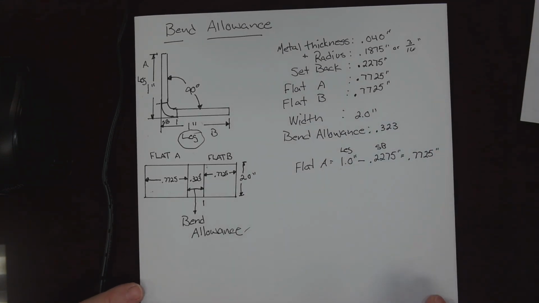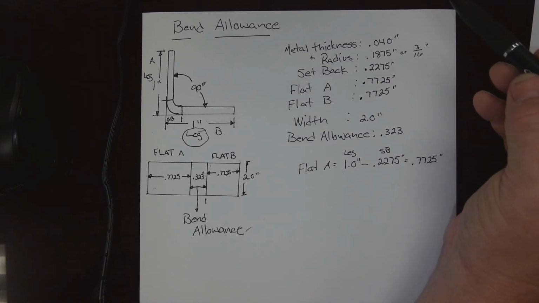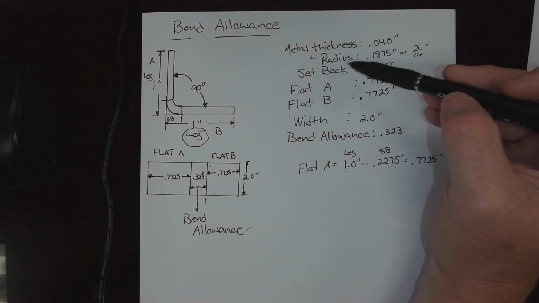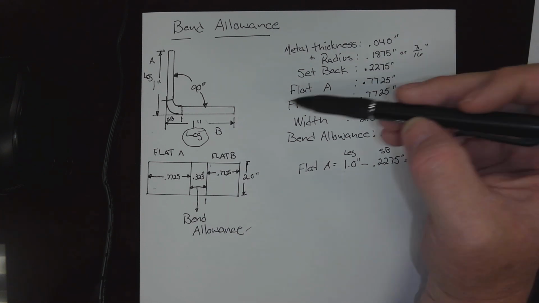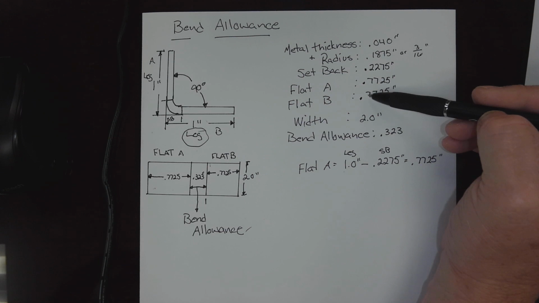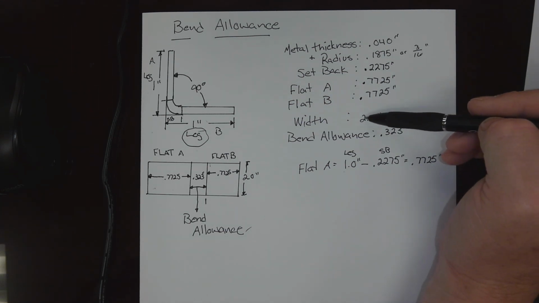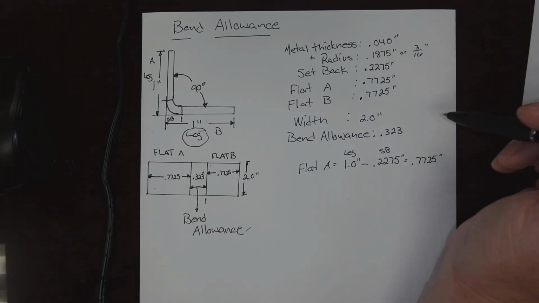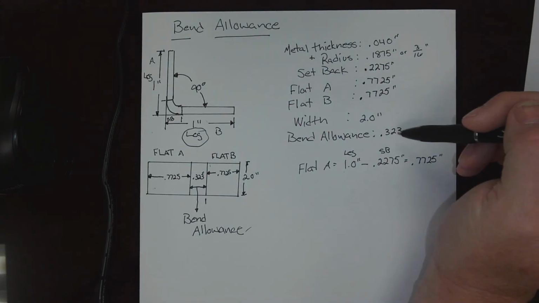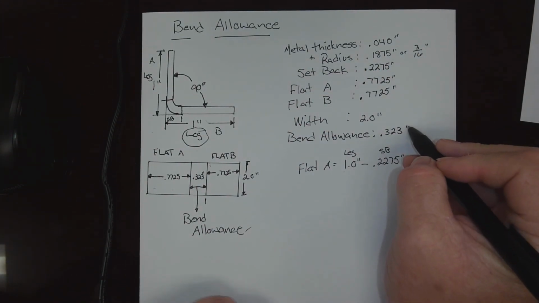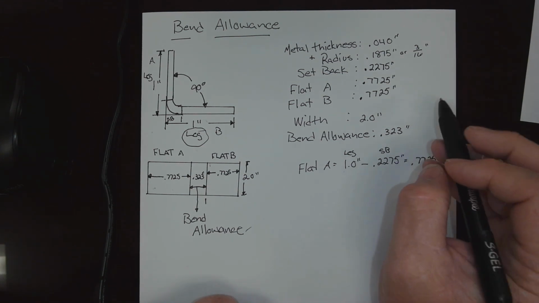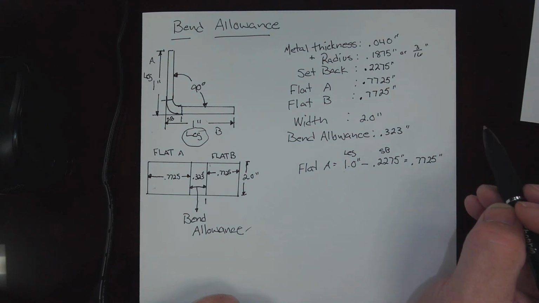Now there's one thing left to solve. We have looked at our metal thickness plus radius to give us our setback. We got our setback. Leg minus setback equals the flats. We solved for that. 2 inches was the width. That was a given. And we went to our bend allowance chart for this 90-degree bend and determined we need 323 thousandths of an inch of metal to allow for that radius to form.